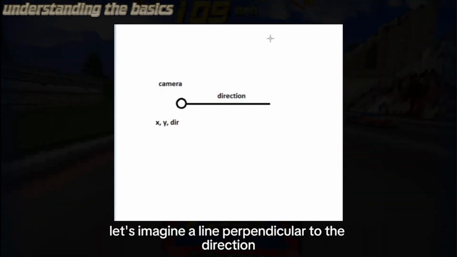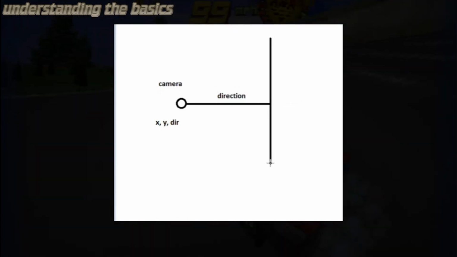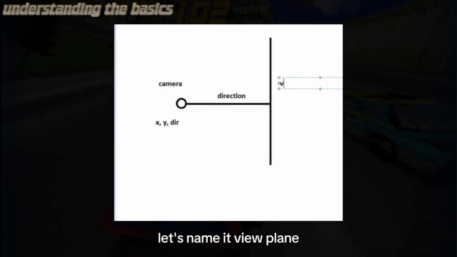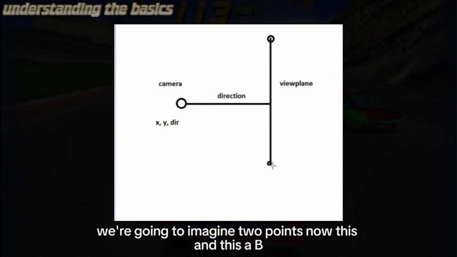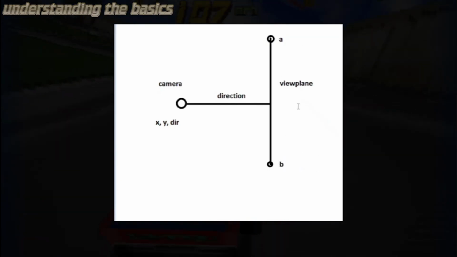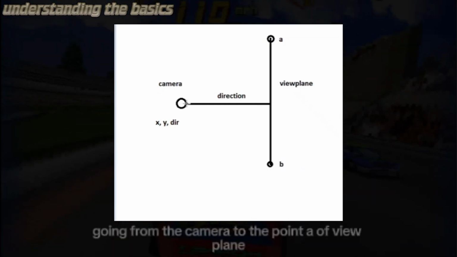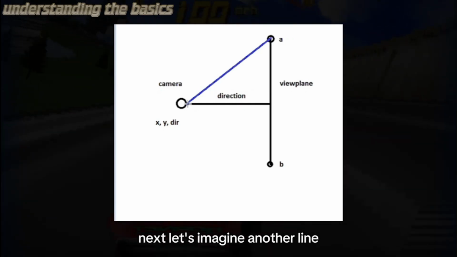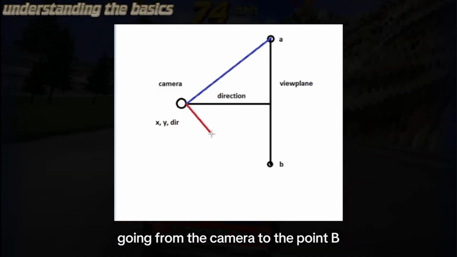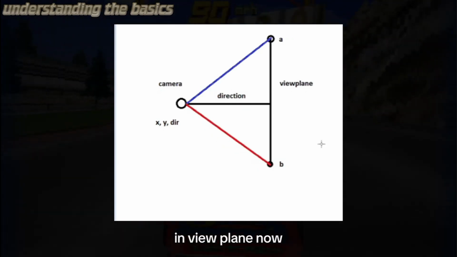Next, let's imagine a line perpendicular to the direction. Let's name it Viewplane. We're going to imagine two points now. This and this. A, B. Now let's imagine a line going from the camera to the point A of viewplane. Next, let's imagine another line going from the camera to the point B in viewplane.